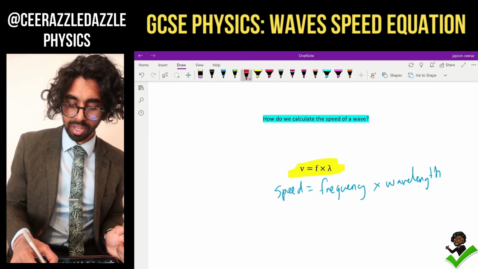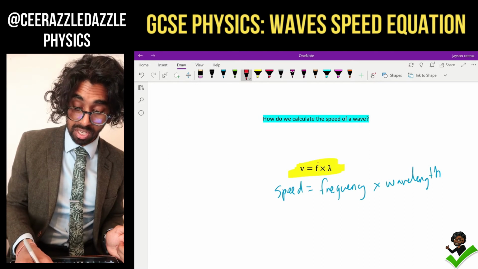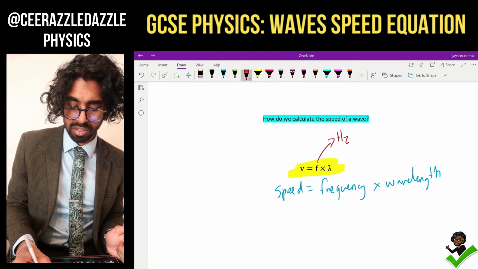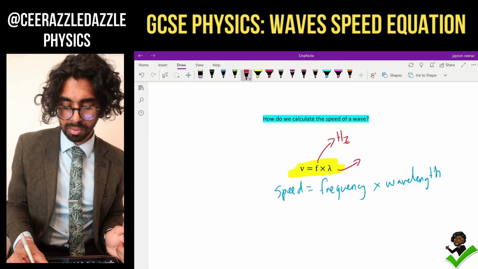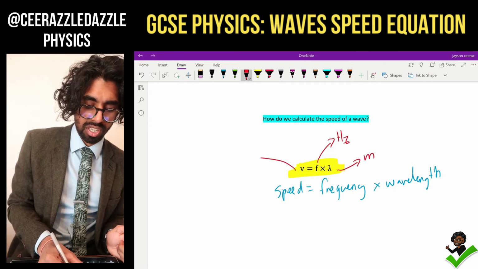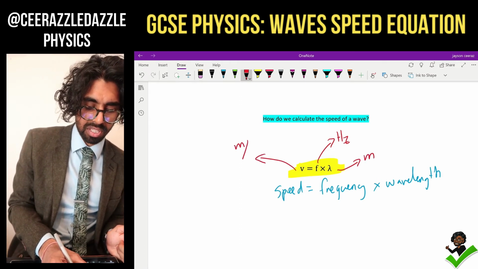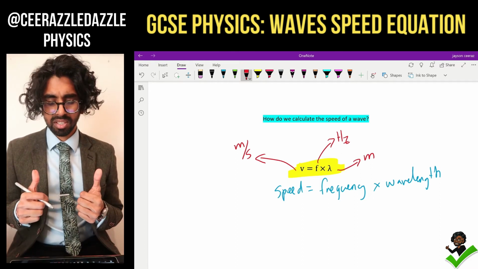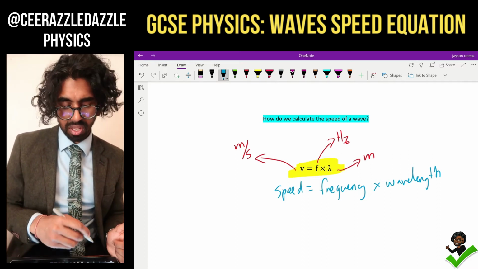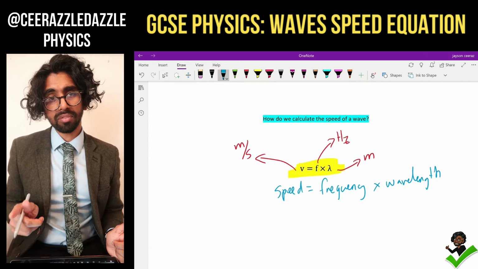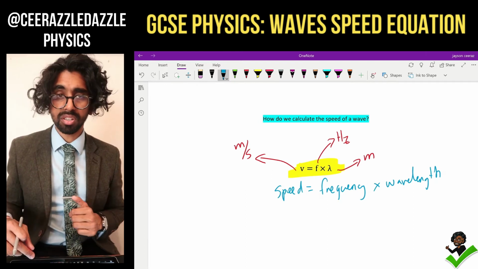The units of each one of them, let's go. Frequency is going to be hertz. Wavelength is going to be meters. Velocity is going to be meters per second. Easy stuff. So if you have a wave, you need to look at the frequency and the wavelength to tell you the speed. Not too hard to get our head around.